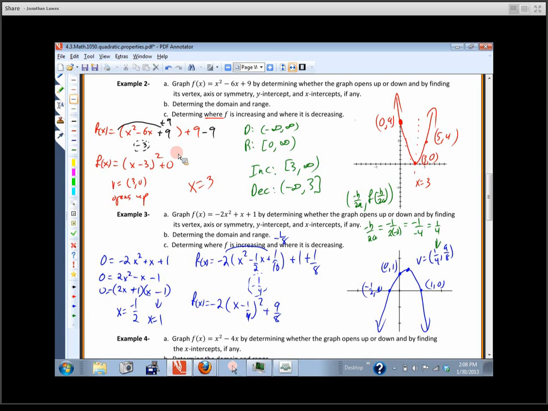Don't get reliant on, oh, I know negative b over 2a, and then I just plug it in. That's going to take care of everything. Okay? Please don't just rely on that. It goes back to that. It's always good to have more than one way to do something. Okay, are there any questions there?